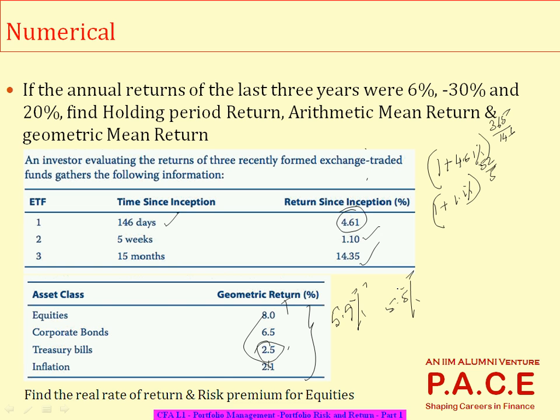So generally 2 calculations are asked for. Either a real rate of return calculation, wherein you take the influence of inflation, or a risk premium, where you are primarily adjusting with respect to the risk-free rate of return. Risk-free rate of return in a normal case is the return which can be obtained on a treasury bill or government securities.